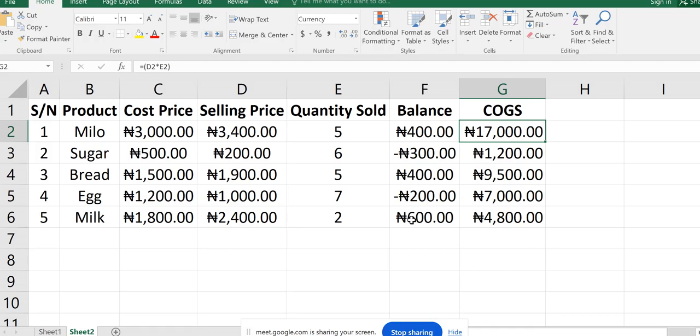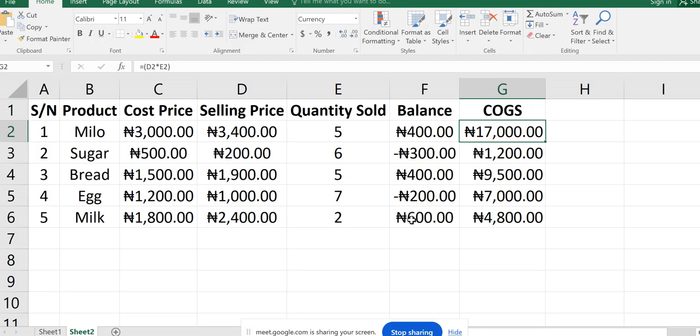Is it the selling price? No, or you explain yourself. It's not. Is it the total price of all the goods that was sold? The total price of all the goods that was sold, yes or no?